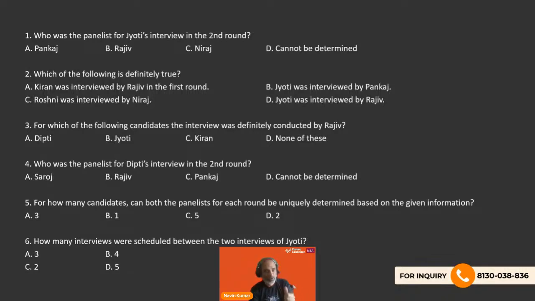So basically, most likely, we will be able to figure out everything about the 5 panelists and their corresponding 2 candidates in each of the 2 rounds.